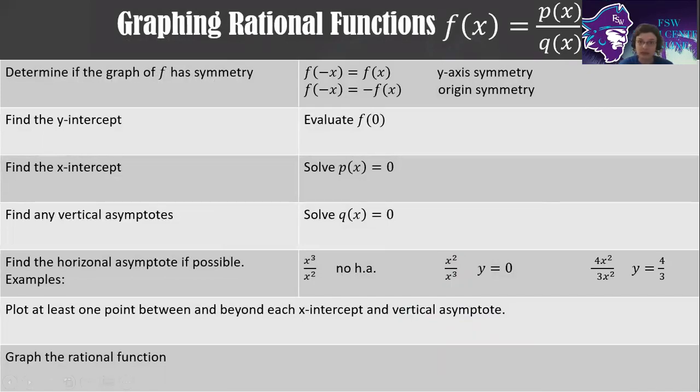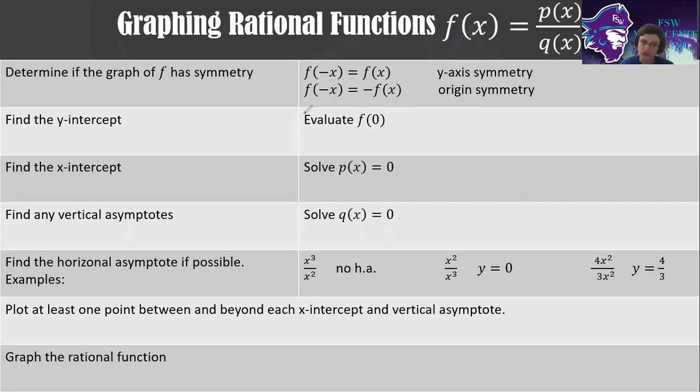We want to begin first by determining the symmetry of the function. Now, to determine the symmetry, you want to plug negative x into the function. After you plug that in, if the final version of that function looks like the initial function, you have a y-axis symmetry. If you plug negative x in and it turns out that the entire function becomes a negative of itself, you have an origin symmetry.